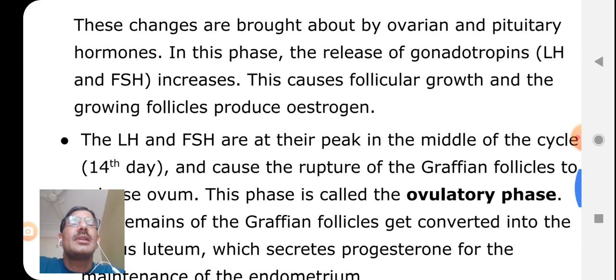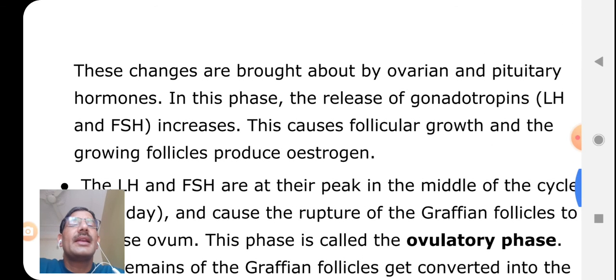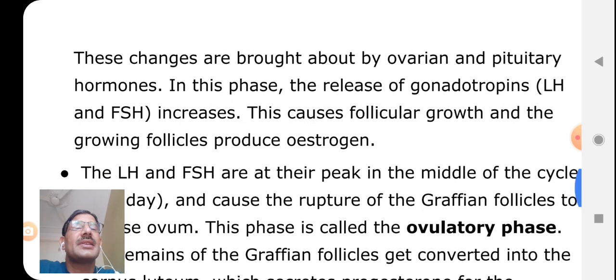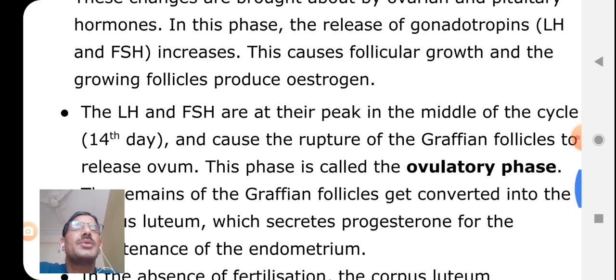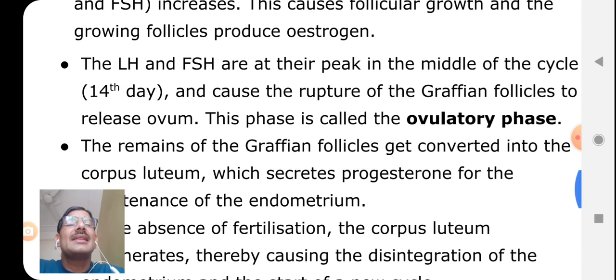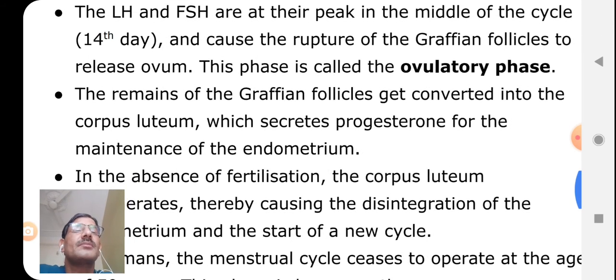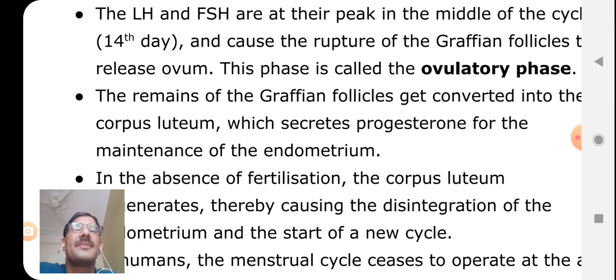And now it comes, these changes are brought about by the pituitary hormones LH and FSH. They cause follicular growth, and the growing follicles produce estrogen. LH and FSH are at their peak in the middle of the cycle, the 14th day, and this causes rupture of the follicle and release of the ovum. It is called ovulation, or the ovulatory phase.